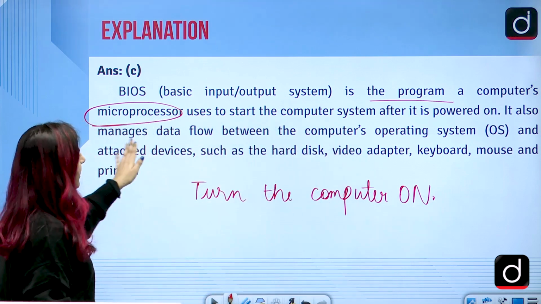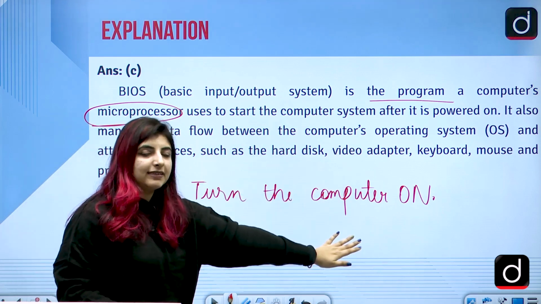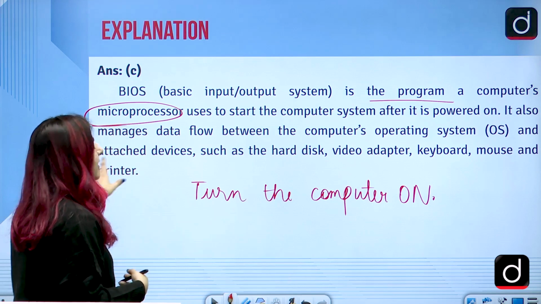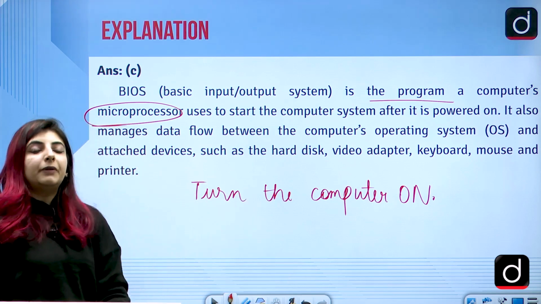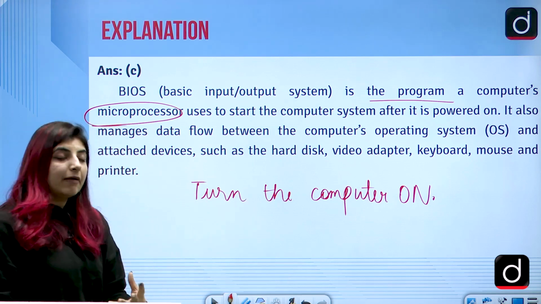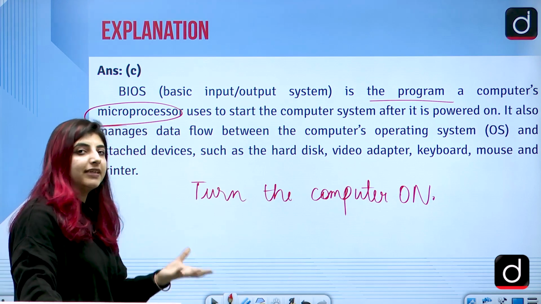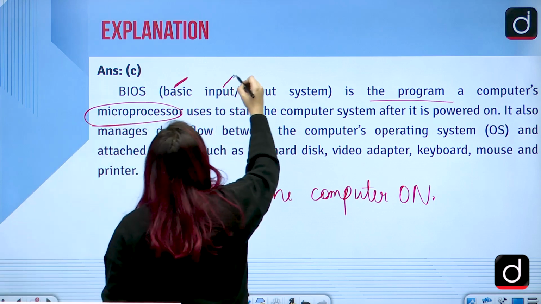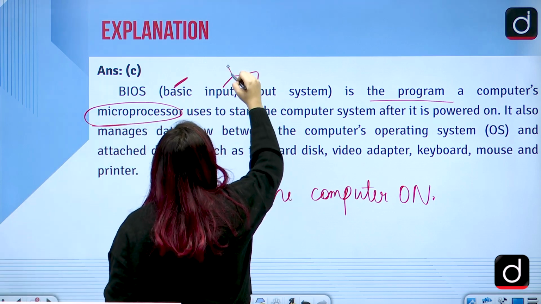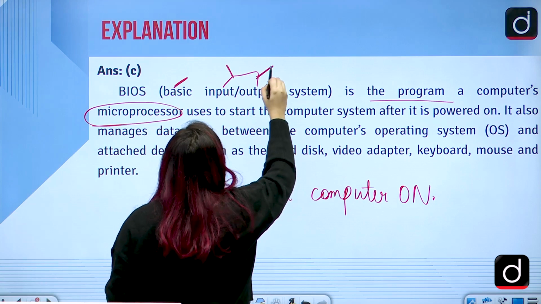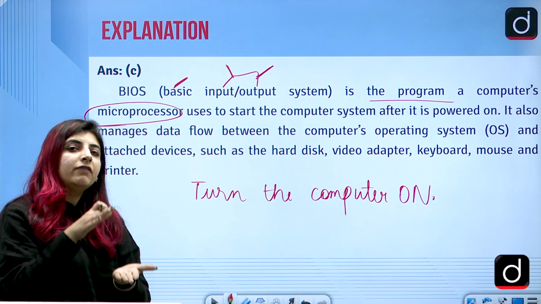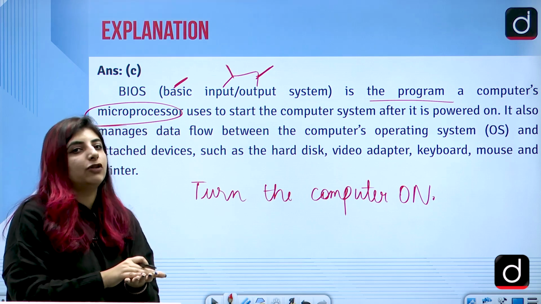It will manage data flow between the computer's operating system, for instance Windows, Linux, etc., and the attached devices. So if we have a printer, an adapter, a mouse, etc., all of these things, because it is the basic input and output system, it will be talking about the input devices and the output devices only after the computer is turned on, and it is something which is attached to the microprocessor of a computer.